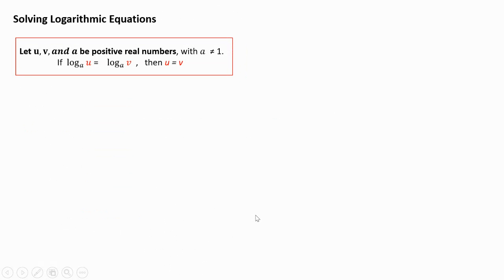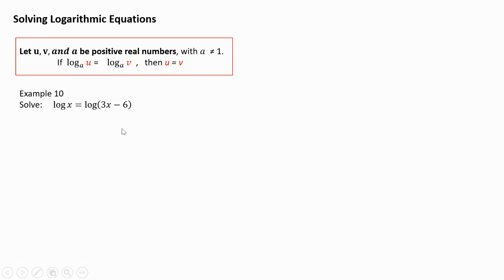Okay, now, here's another property. Let U, V, and A be positive real numbers, with A cannot equal 1. So if log base A of U equals log base A of V, then U equals V. It's similar to the exponential rule, right? When you have the same bases, you let the exponents equal each other. Here, guys, when you have the same logs with the same base, then you let whatever the value for U is and for V is equal to each other.